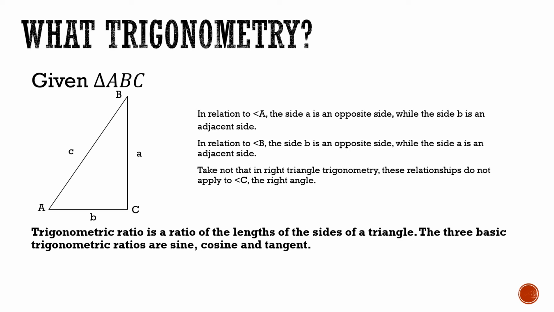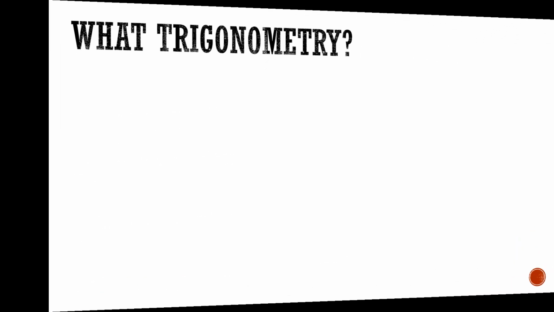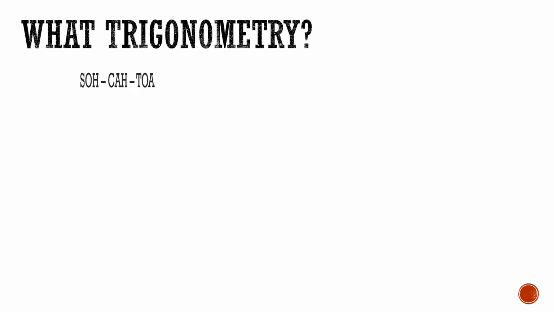A trigonometric ratio is a ratio of the lengths of the sides of a triangle. The three basic trigonometric ratios are sine, cosine, and tangent. Remember the acronym SOHCAHTOA.